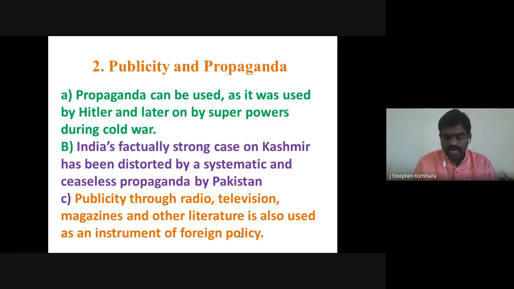A favorable and acceptable image to other nations. So the factors of diplomacy, publicity, and propaganda create a favorable and acceptable image to other nations, and also increase the power and prestige of a nation.